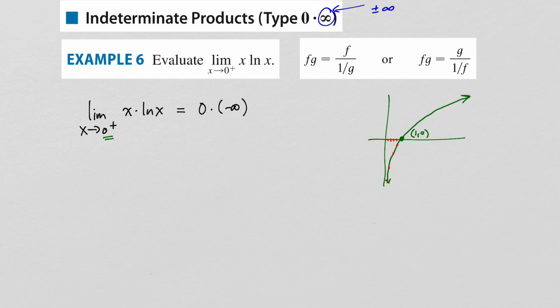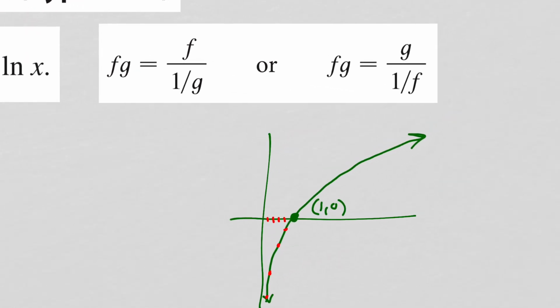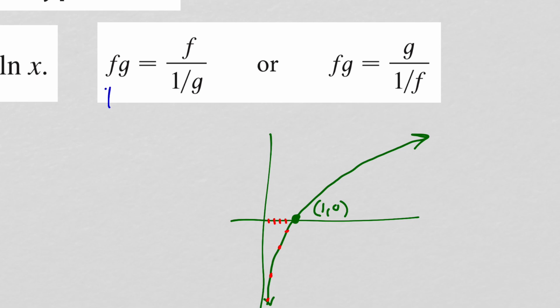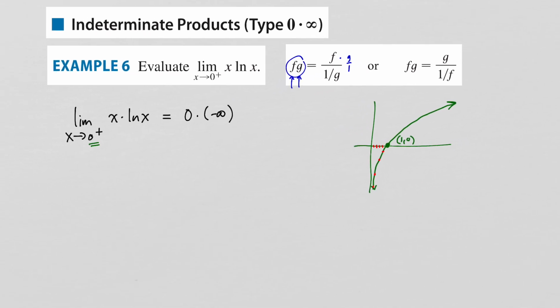So in the case where you have this type of indeterminate, what you want to do is employ a simple algebraic manipulation. And that is right here. So if we're multiplying two functions, f times g, we can write this as f divided by 1 over g, or we can write it as g divided by 1 over f, right? And we know this because of the definition of division. We know that when you divide by 1 over g, that's the same as multiplying by g over 1, which would give us the fg. So that's what we're going to do here.